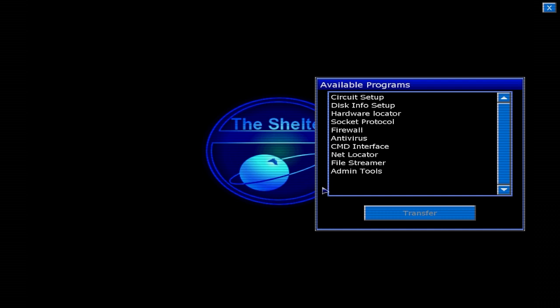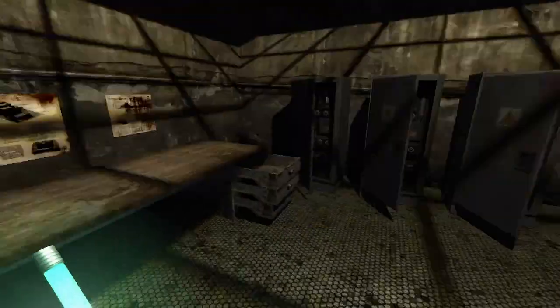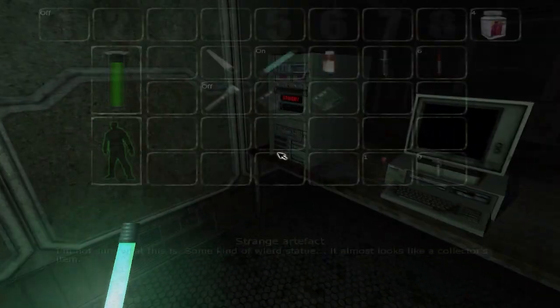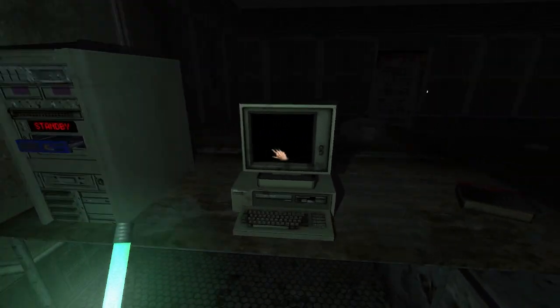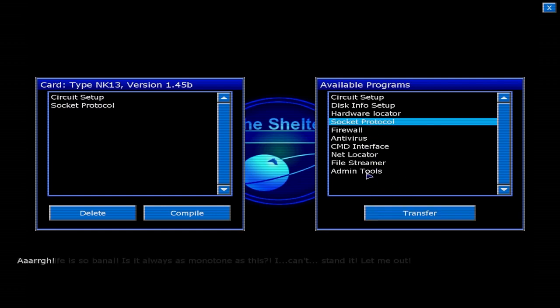Okay. Whoops. Yeah, I need the green one. Well, wait, which one is... Blue is network, so... Circuit setup, socket protocol, net locator.